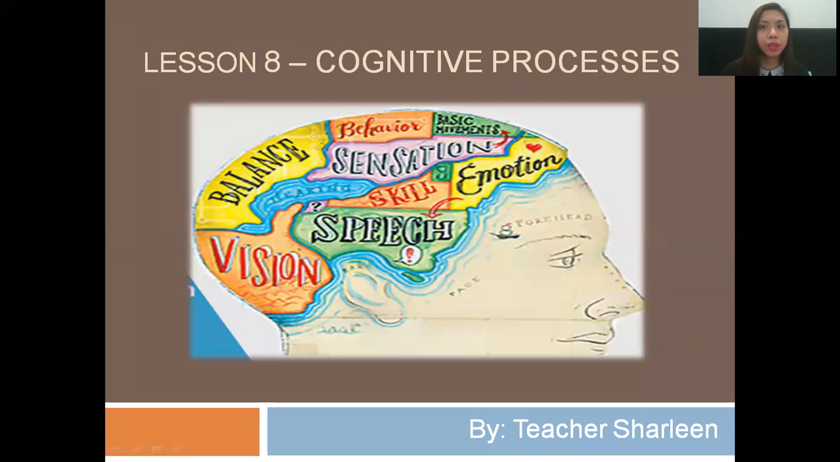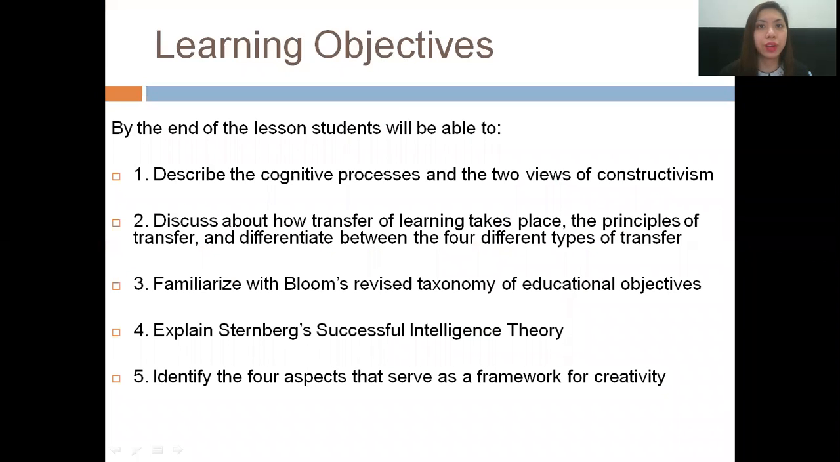We are now on lesson 8 and we will be learning about cognitive processes. For this lesson, there are 5 learning objectives. First is to describe the cognitive processes and the two views of constructivism. Second is to discuss how transfer of learning takes place, the principles of transfer, and differentiate between the 4 different types of transfer. Third is to familiarize with Bloom's revised taxonomy of educational objectives.